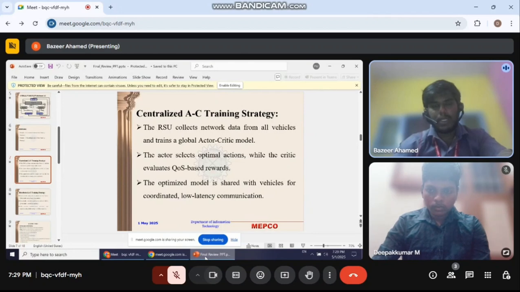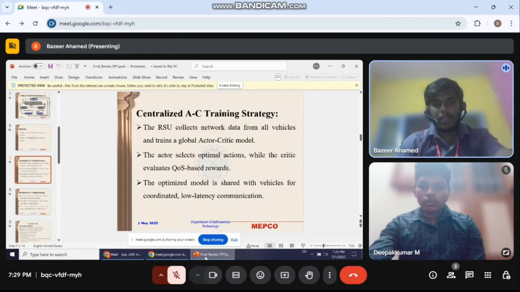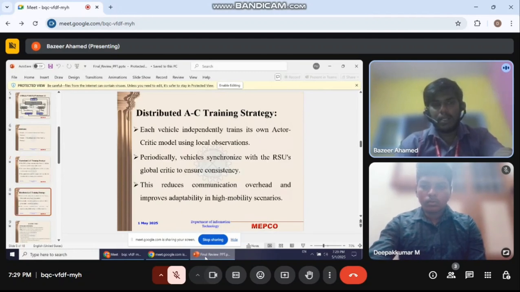Here the RSU has the automatic algorithm since it has gathered the data and provided the global model. Once the global model is trained and generated, it will be transferred back to all the vehicles, so that the vehicles can take the correct actions and update the quality of rewards accordingly. And here is the distributed Actor-Critic training strategy.